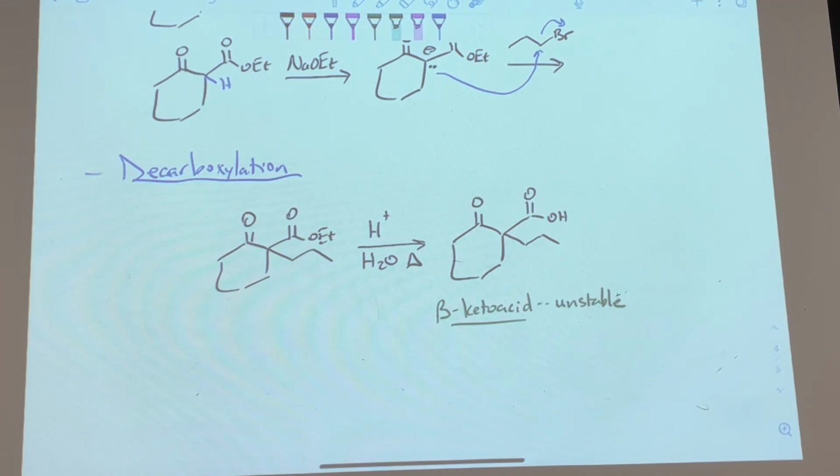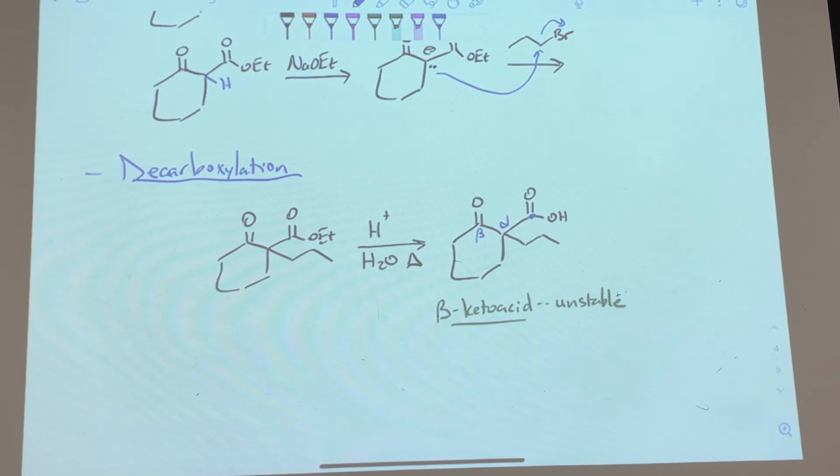So what features of it make it a beta-keto acid? Because you've got the carboxylic acid right here. Okay. There's your alpha, there's your beta. So you have a ketone in the beta position relative to the carboxylic acid. Okay.